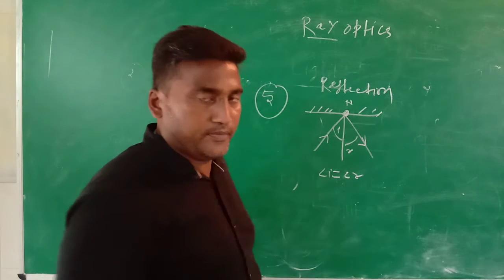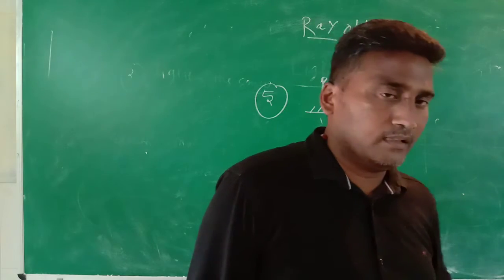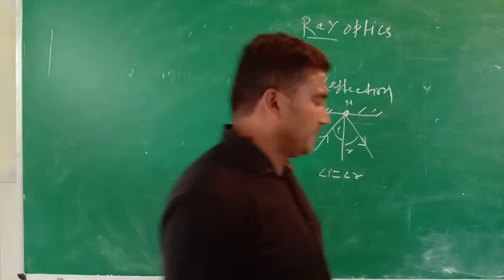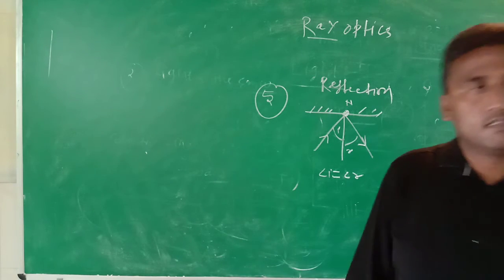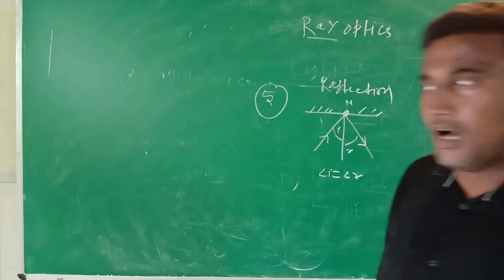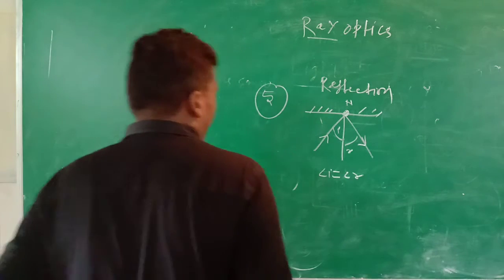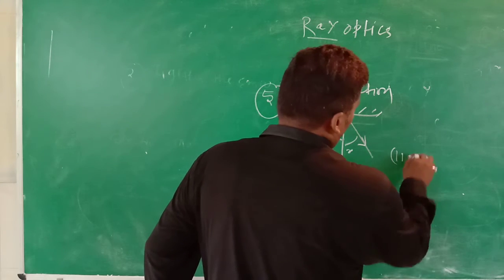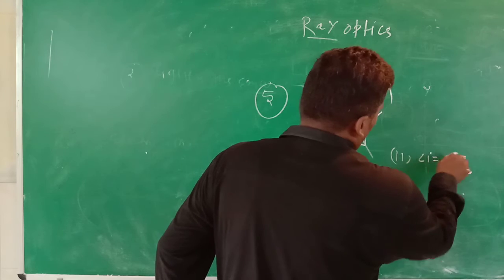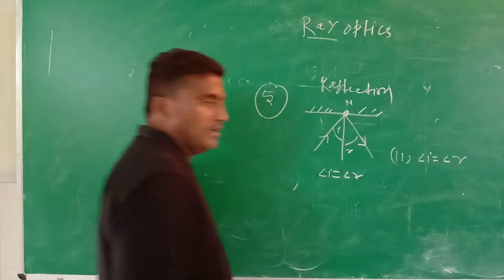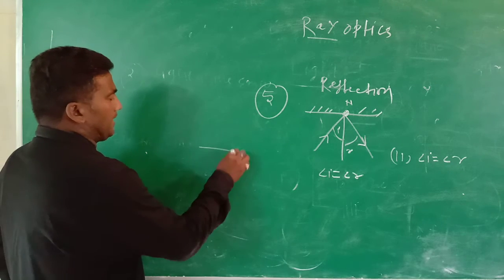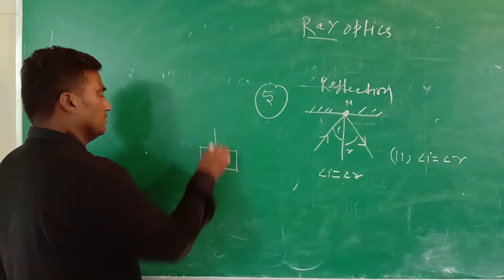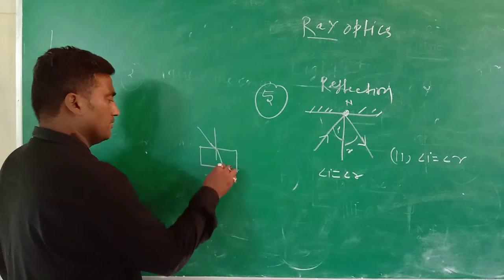Now Snell defined the law of reflection. First law: the incident ray, reflected ray and normal lie in the same plane. The second law: the incident angle i is equal to the reflected angle r. Another important property of light is refraction.